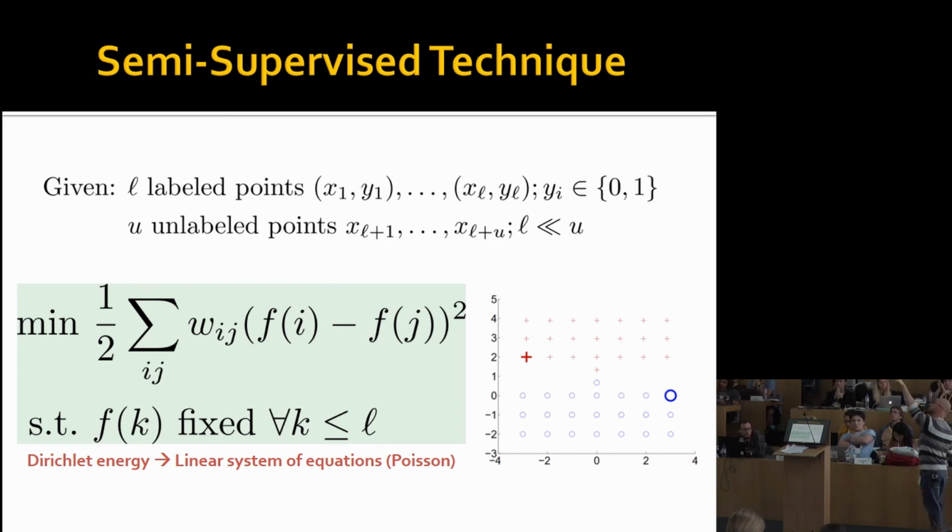And now, what I'm going to do, Wij is a Gaussian in distance, so the farther apart data point i and data point j are, the smaller W is. And I'm going to solve the optimization problem on the screen, where F of K is fixed at a few sparse points, and then what I want is that nearby points get nearby labels.